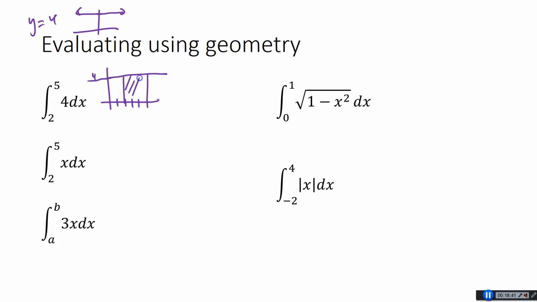Well, how can I find that area? It doesn't require a whole lot of thinking. It's just a rectangle. In fact, this is a square. No, not quite a square, but it's going to be 3 times 4, which is 12. That's it. That's all there is to it.